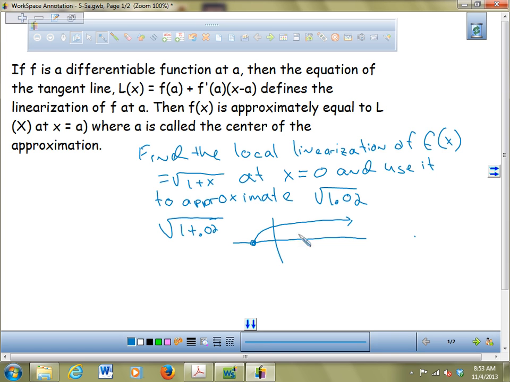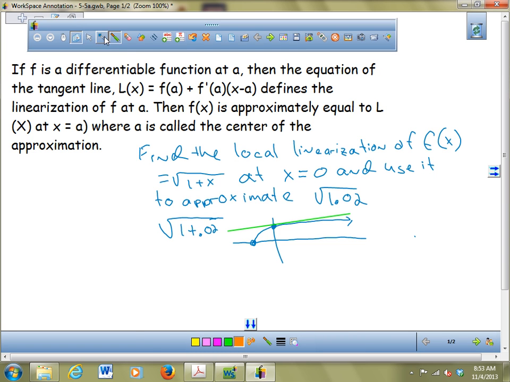So at x equals 0, I'm going to find the tangent line at x equals 0, right? If this is the graph, and if I go 0.02 away from 0, I should get a very close value to that function. Do you understand what they're doing here?